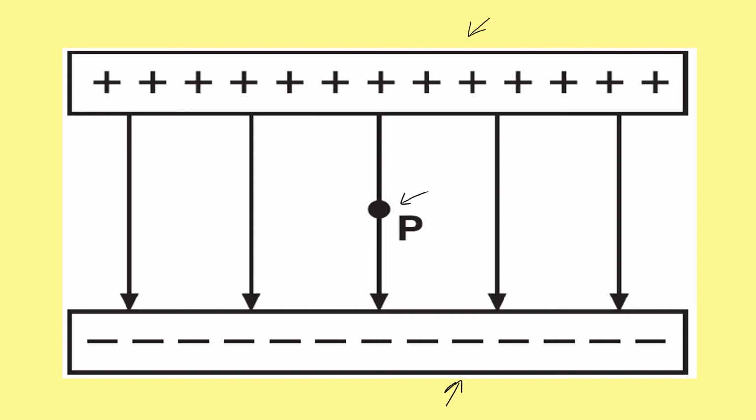The direction of that particle is going to depend on whether that particle is positively charged or negatively charged. If this particle was negatively charged, it would go against the field and go towards the positive plate. If this particle was positively charged, it's going to go with the field and go towards the negative.